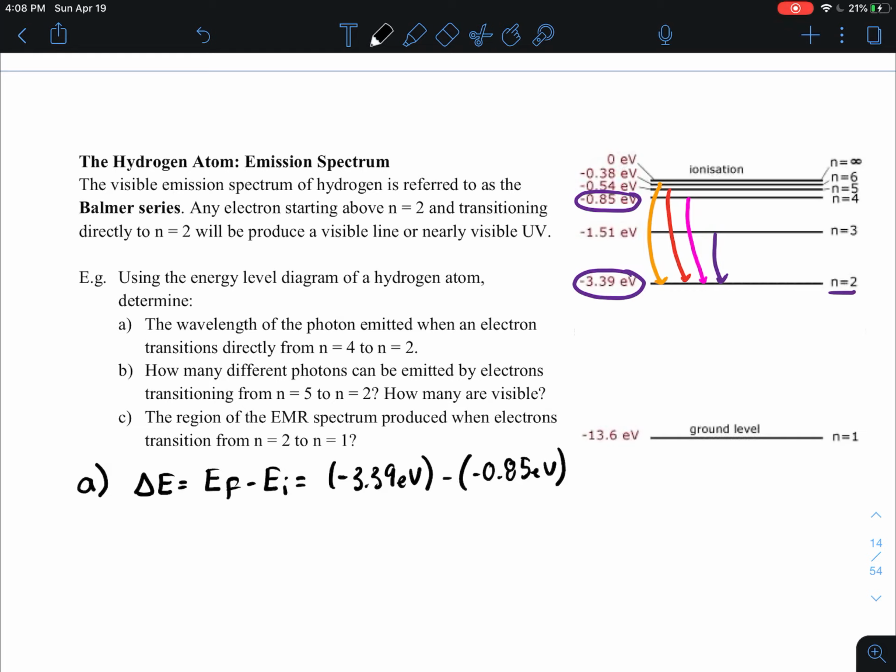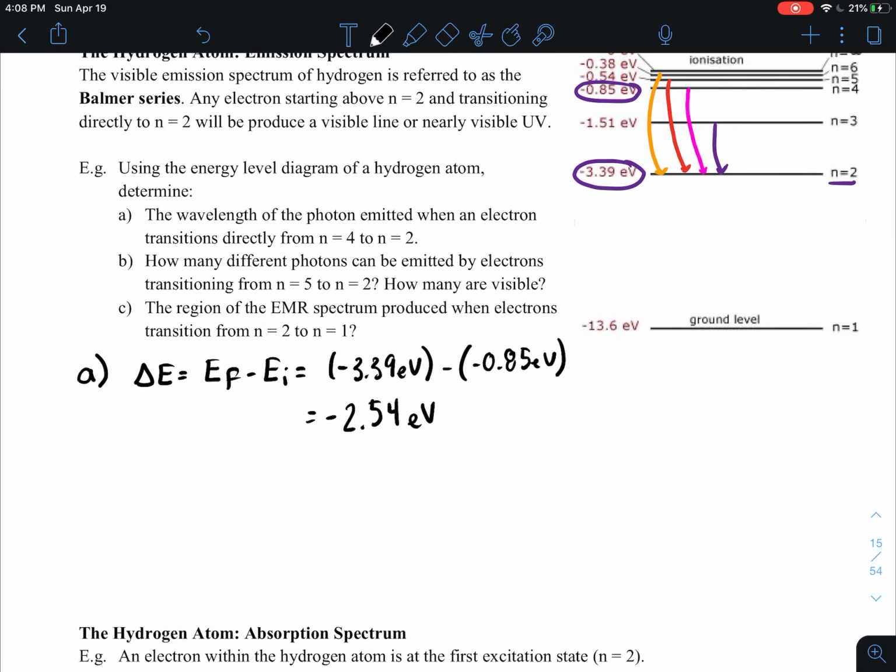So this change of energy refers to the energy of the atom. Even though the atom is losing 2.54 electron volts, that means the photon would have an equivalent of 2.54 electron volts. So the energy of the photon would be a positive 2.54 electron volts.